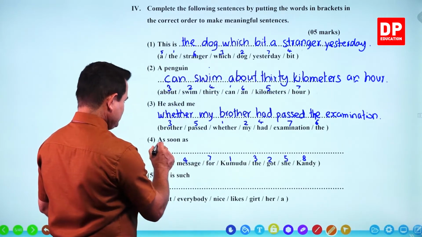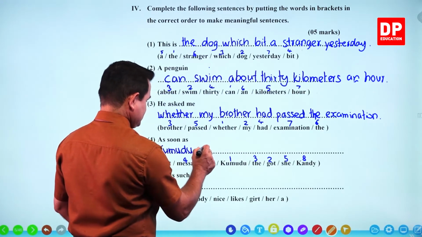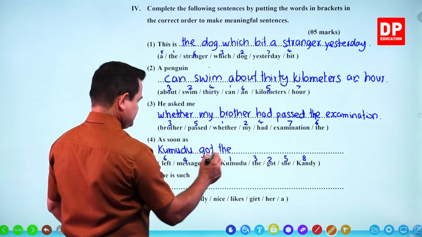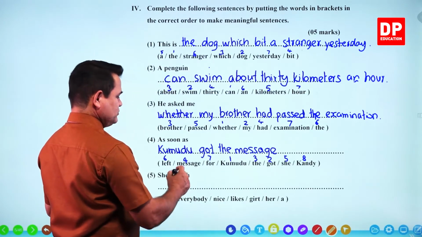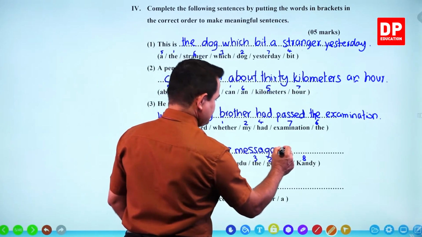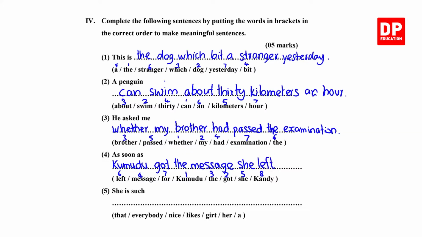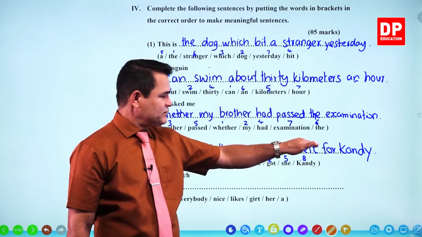As soon as Kumudu. Second one, got. Third one, the. Got the message. As soon as Kumudu got the message, number four. Number five, she left. She left, six, for Candy. Four, eight, Candy. Now you see how easy it is. As soon as Kumudu got the message, she left for Candy.